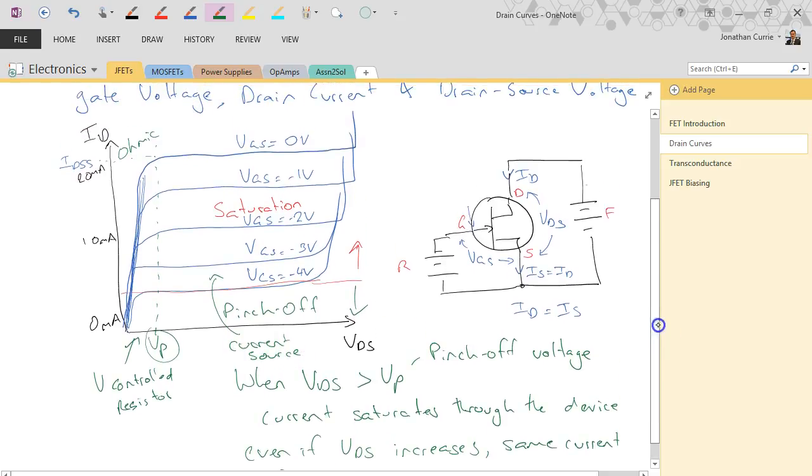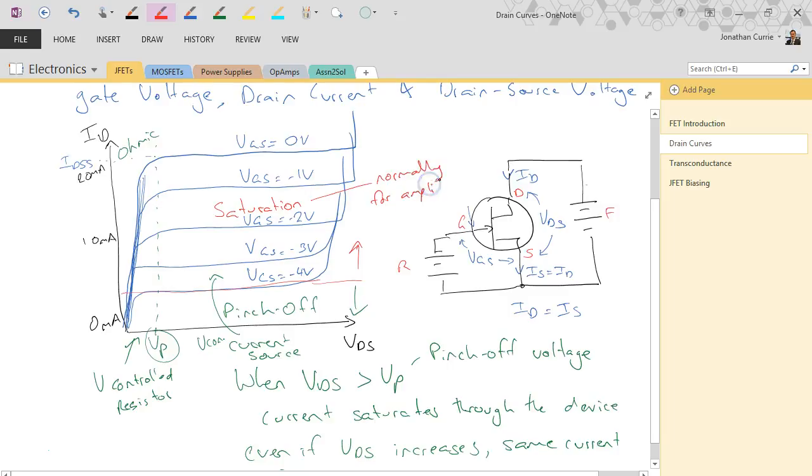And if we vary VGS, it becomes a voltage controlled current source. So by increasing VGS, we can increase the current regardless of the voltage drop across this device. So we can have constant current irrespective of the voltage drop across it.